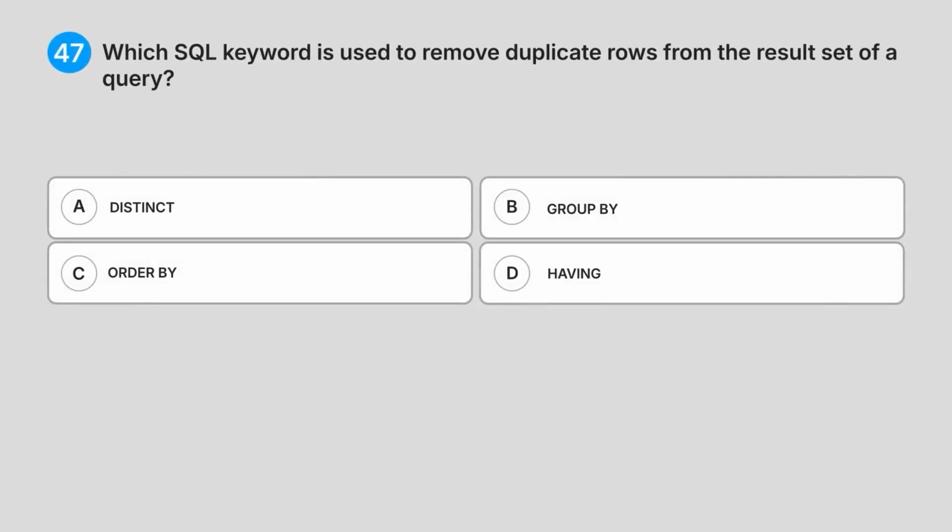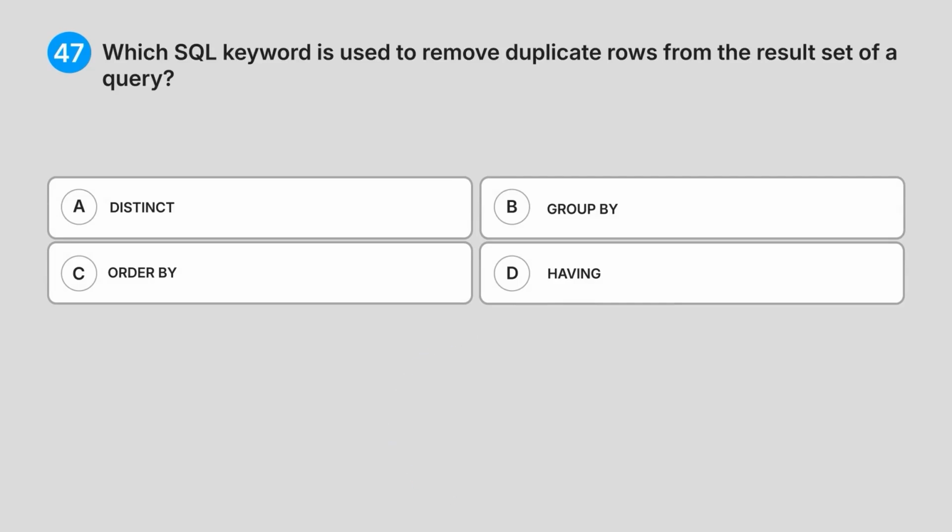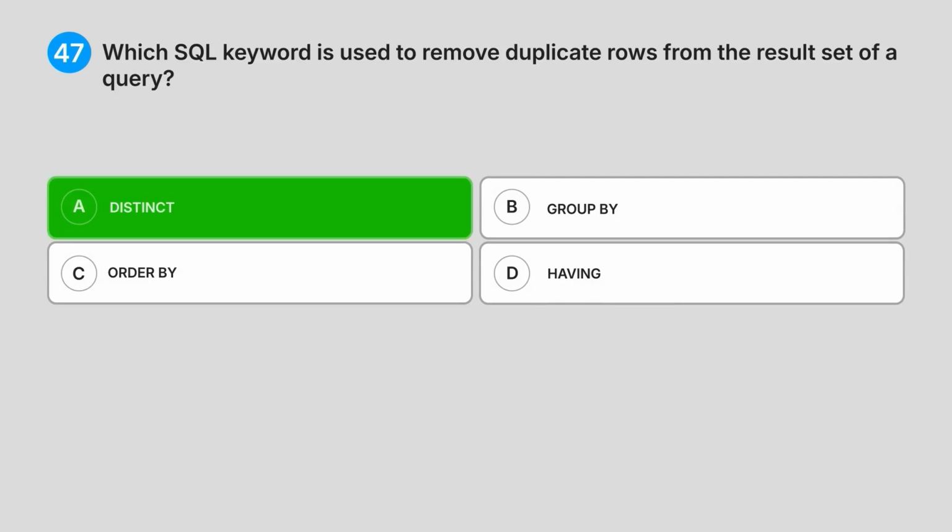47. Which SQL keyword is used to remove duplicate rows from the result set of a query? A. Distinct. B. Group by. C. Order by. D. Having. Do you know the answer? Correct answer, A. Distinct.